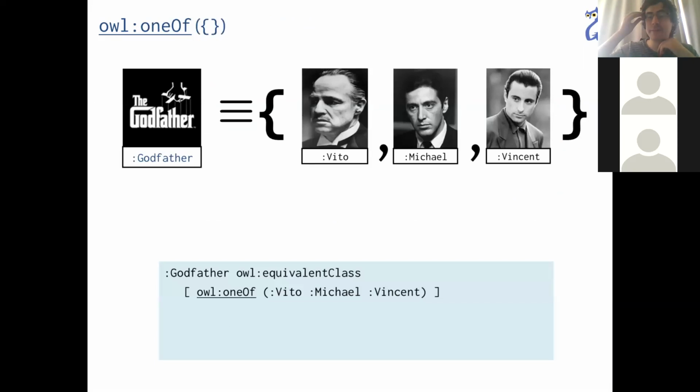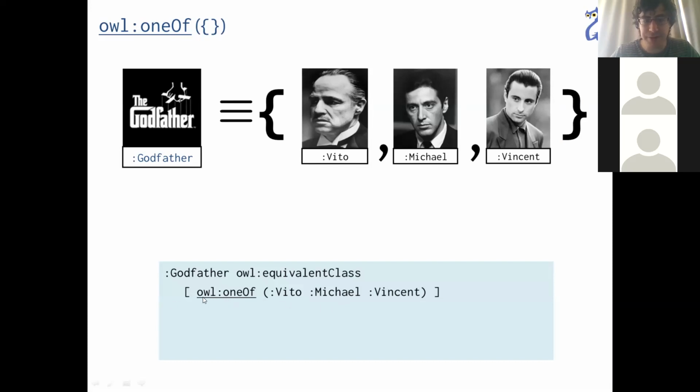We can define a class based on all of its elements. So we can define, for example, that the class Godfather is defined by these three elements here. A better example that's maybe not keeping with the running example would be to define the class of United States as the 50 states of the United States, or to define the class of Latin America by naming all of the countries of Latin America. But in this case, we have Godfather is defined to be Vito, Michael, and Vincent.